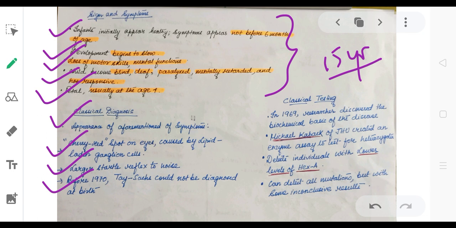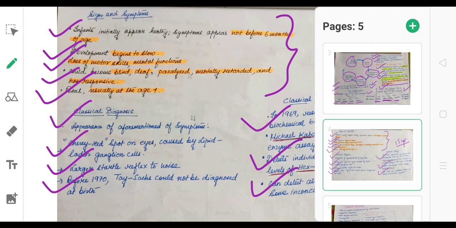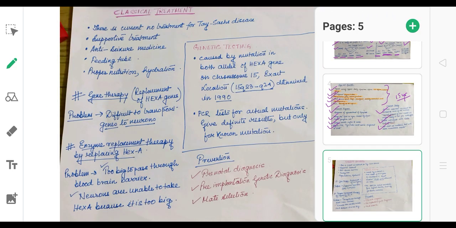In 1969, researchers discovered the biochemical basis of the disease. Michael Kaback of JHU created an enzyme assay to test for heterozygotes, detecting individuals with a lower level of hexosaminidase. So a lower level of hexosaminidase can be detected. It can detect all mutations but with some inconclusive results. So mutations can now be detected.